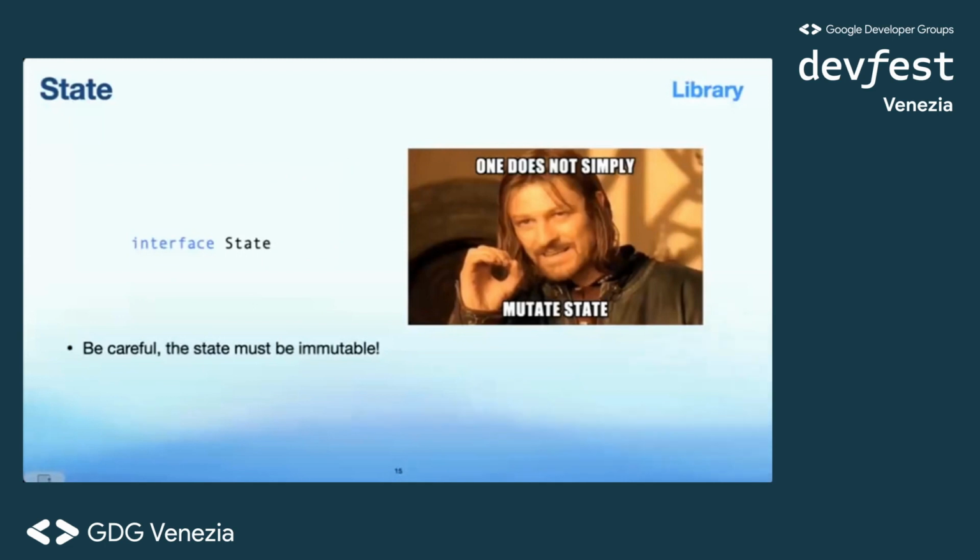State, again, just a marker. And you have to be careful because the state has to be immutable. Otherwise, we can find ourselves in a situation where we create a mutable state and the library won't actually react to the change of the state. So that might be a problem. How do we update the state then? With the reducers.